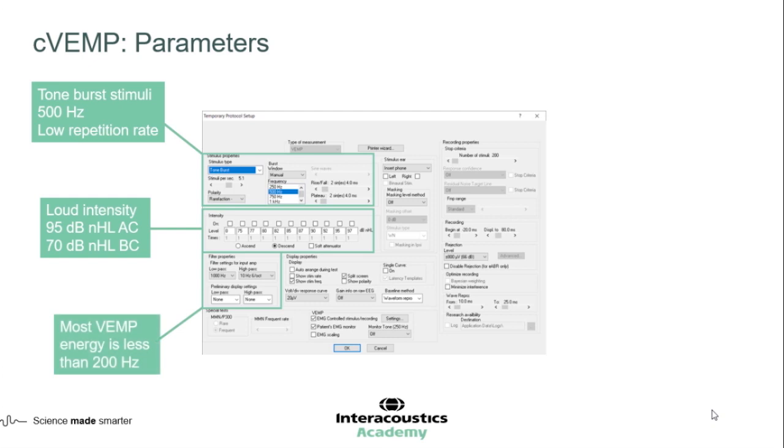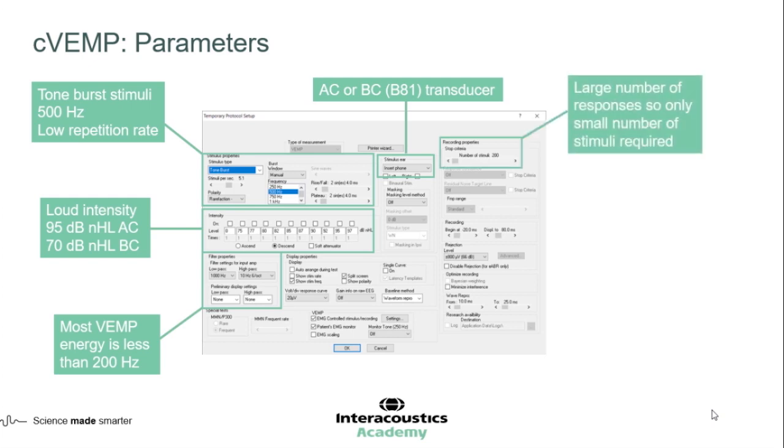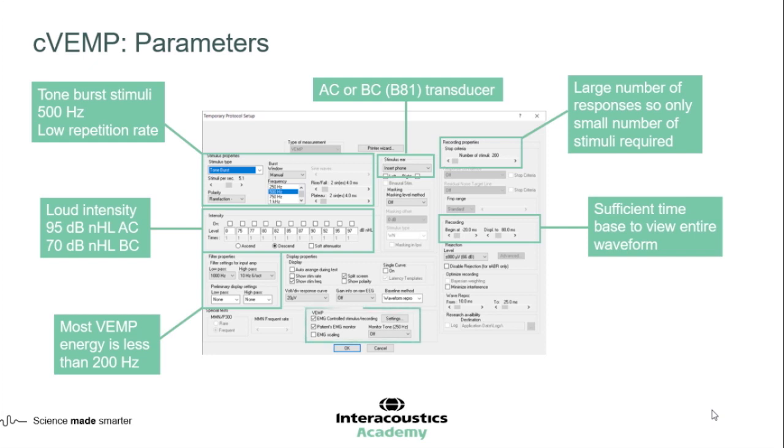We can apply some filtering just to make sure that the energy that we're measuring and concentrating on is quite clear around the biphasic and take away some of the noise. And obviously we can adjust our transducers between air conduction or bone conduction, and in particular the newer B81. Numbers of repetitions, well, again, we'll talk about that a little bit later. It really depends on the reliability of the response and how many responses we're wanting to record, and having a sufficient time to see the complete waveform when we record in our EP system.